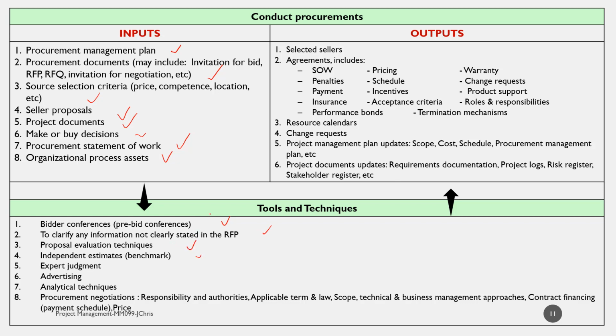independent estimates, expert judgment, advertising, analytical techniques, and procurement negotiation, we create outputs of selected sellers, the agreement with the selected sellers or rentals, including pricing, schedule, warranty, and so on, resource calendar, change requests, project management plan updates, and project document updates.